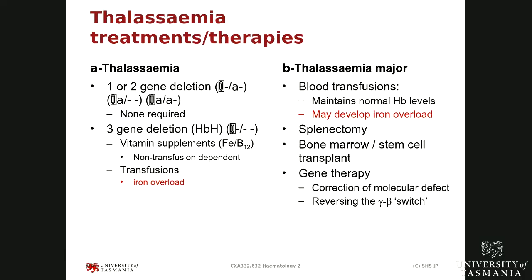The other thing is that work is being done to reverse the gamma beta switch. If we can reverse that switch and get more gamma chains being produced, then we can at least have the person producing fetal hemoglobin to help with their condition.